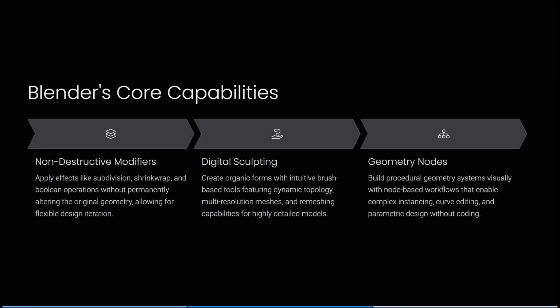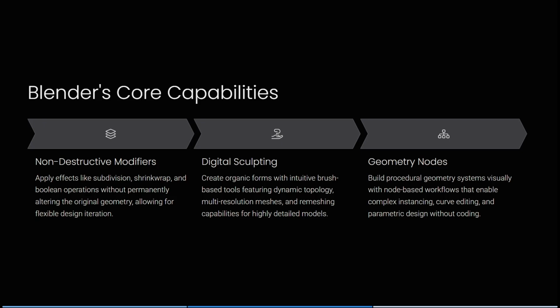You can see Blender's core capabilities include a non-destructive modifier, which is the ability to apply effects like subdivision, shrink wrap, and Boolean operations without permanently altering the original geometry, allowing for flexible design iterations. It also has digital sculpting, so you can create organic forms with intuitive brush-based tools featuring dynamic topology, multi-resolution meshes, and remeshing capabilities for highly detailed models.